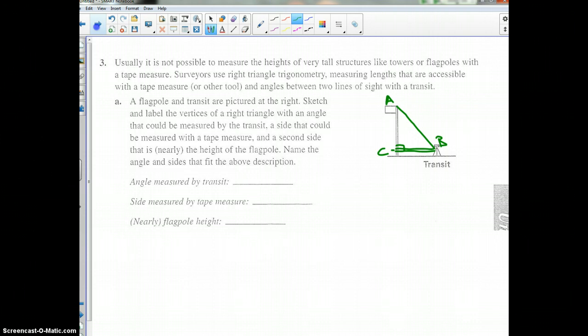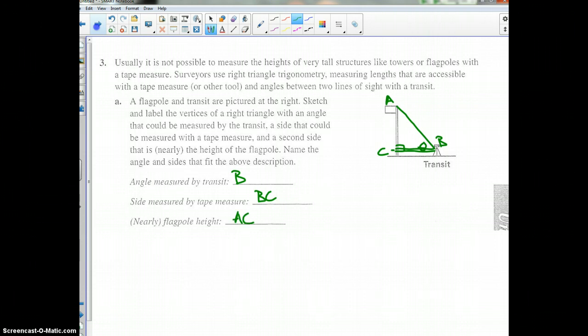Now we're talking about the angle measured by the transit. That's in the bottom corner. That's right down here, right? If we think of that as theta, that's B. The side measured by the measuring tape, that is going to be BC, or you could call it CB, it's up to you. And nearly the height of the flagpole, that's AC or CA.